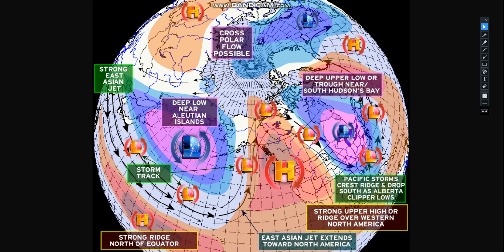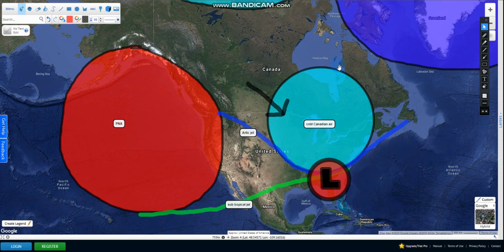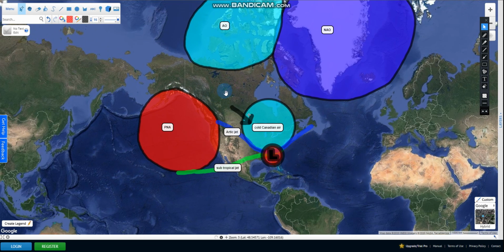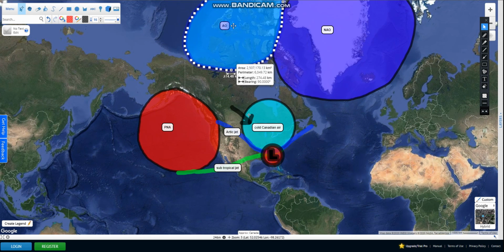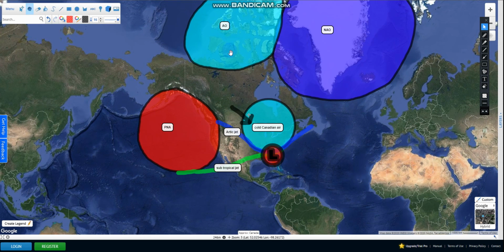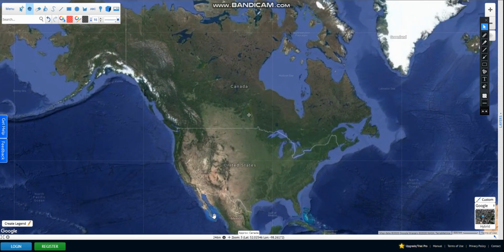And this is, again, your PNA when positive. Now, this is the type of pattern that we're heading into. The AO is up in the Arctic, as depicted by this map right here, right by the northern part of Canada and the Arctic region. The NAO is by Greenland and maybe just south of that. When negative, it depicts cold air for the east. And this is where the PNA sets up.